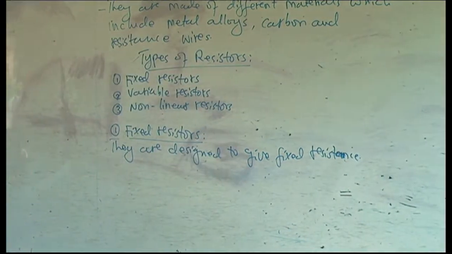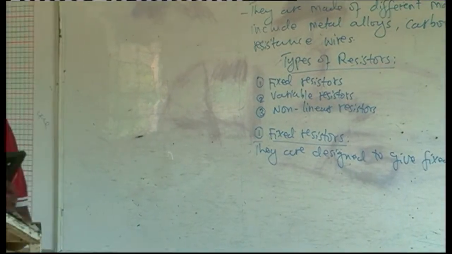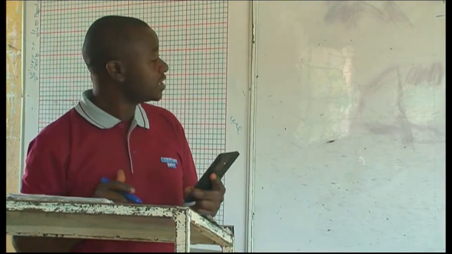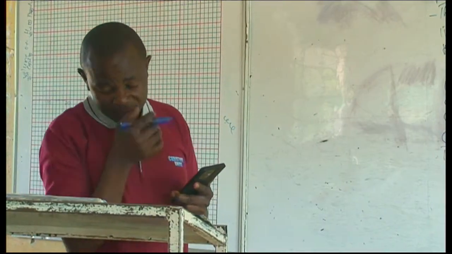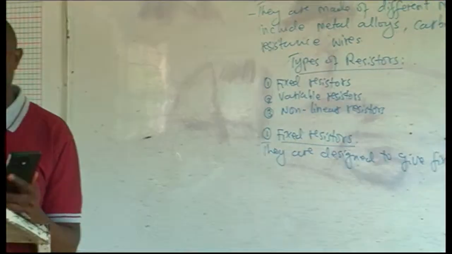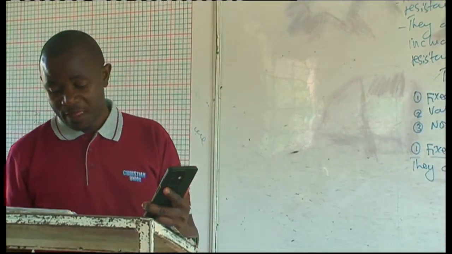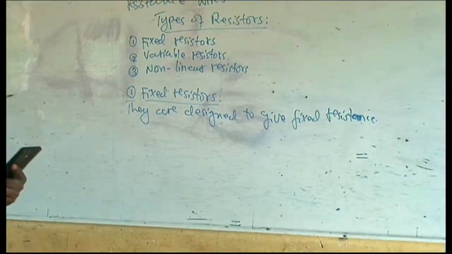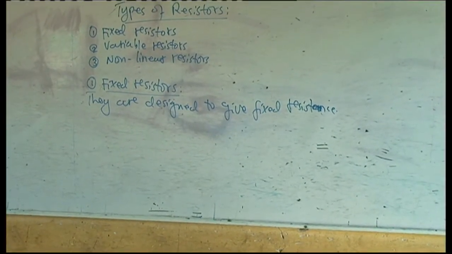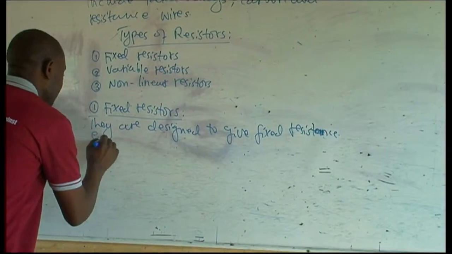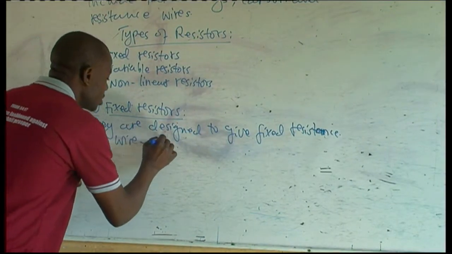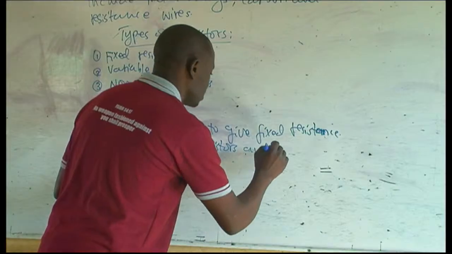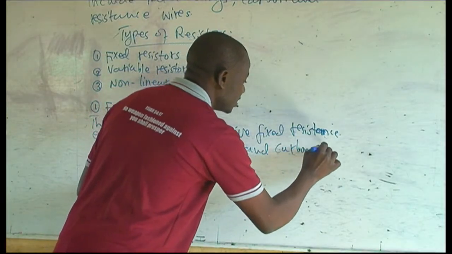Their resistance is actually fixed at a given value, and they are of different types. Let us look at the different types of fixed resistors that we have. We have the wire wound resistor, we have the carbon resistor. Those are the main types of fixed resistors that we have: wire wound resistors and carbon resistors.